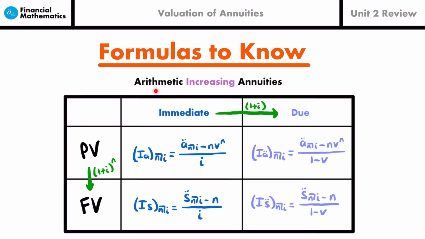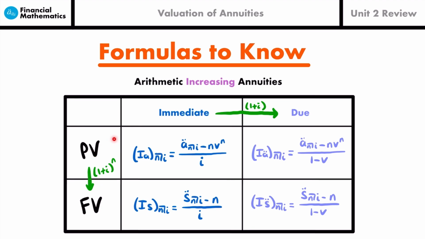Next, let's talk about arithmetic increasing annuities. And if you don't remember what that is, an arithmetic increasing annuity is an annuity where the payments increase every period by a set amount. All right, so not a percentage, a set amount. So what that means is that you might have a series of payments where every payment increases by $100 or every payment increases by $1,000, right? Every single period, the payments are increasing by a set amount. All right, and so now looking at the formulas for an arithmetic increasing annuity, we have both immediate versions and due versions for both present value and future value scenarios.